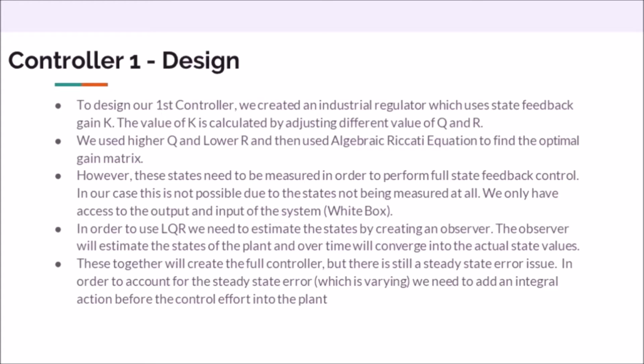So the observer plus the LQR is our full controller, but there's still an issue. The steady state error of this system is varying and not a constant offset. In order to account for the offset, we need to add an integral action before these two steps. This fully combined will make up our controller 1.